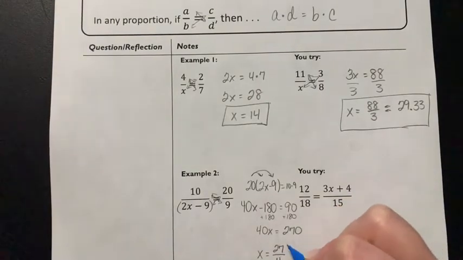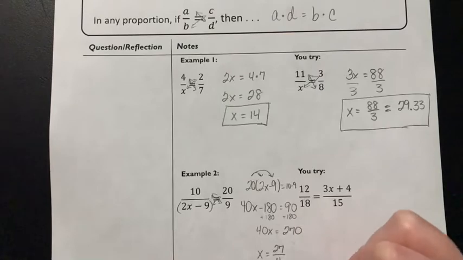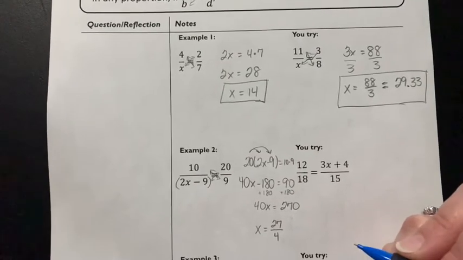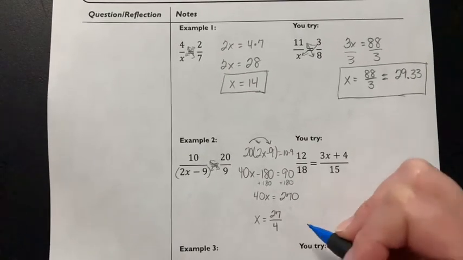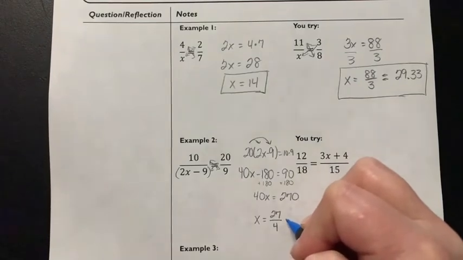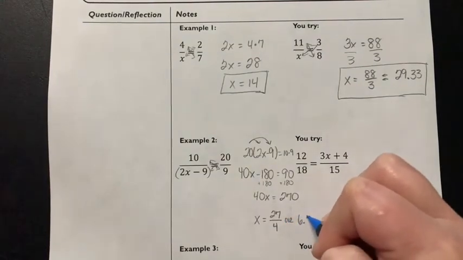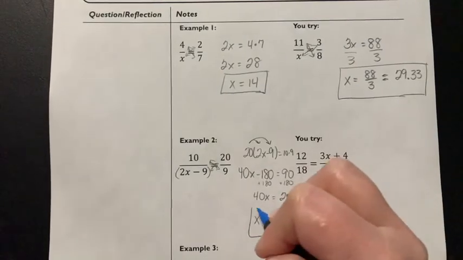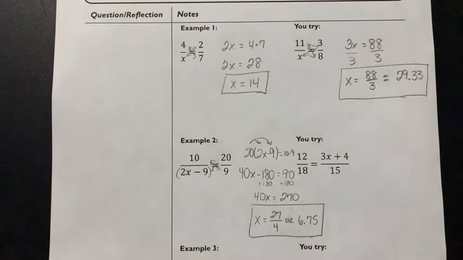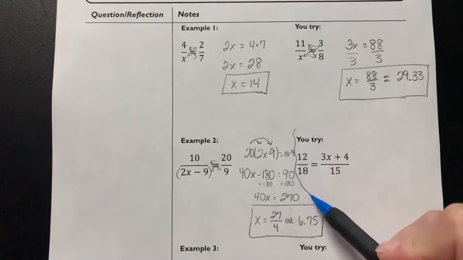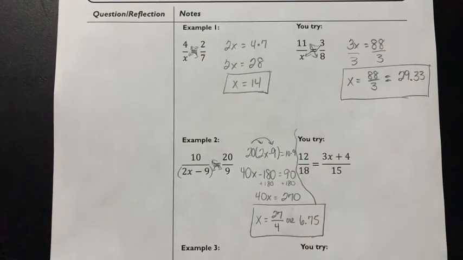I'm just going to drop those zeros since we know that both of those would be divisible by 10, so I don't need to write those. Or when I plug it in my calculator, I end up with 6.75. So those are your two options for answers there. Let me box that in so it kind of stays in the same place.